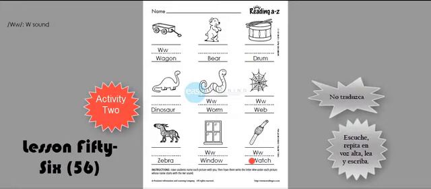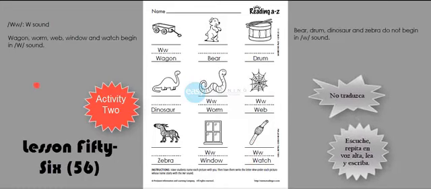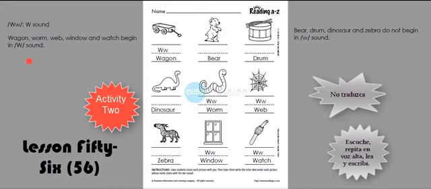Now let's write the statements for the words that begin in W sound and words that do not begin in W sound. Here you are. Wagon, worm, web, window, and watch begin in W sound. Bear, drum, dinosaur, and zebra do not begin in W sound.